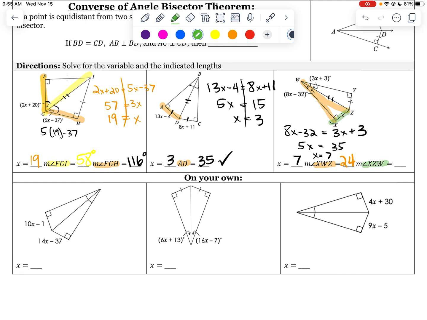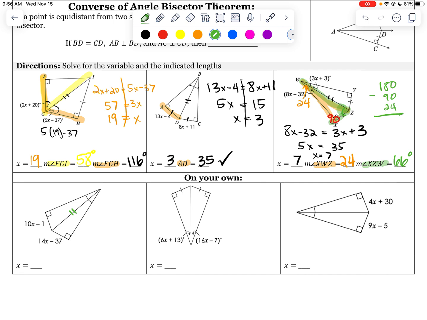So that means my whole thing, that's XZW. That's this angle. Ooh, that's a different angle. That's fun. All right, so we know that this guy is 24. We know that this guy right here is 90. So now I can find my green angle by doing 180 minus 90 minus 24. So 90 minus 24, 66. All the things we know about triangles. Y'all are brilliant.